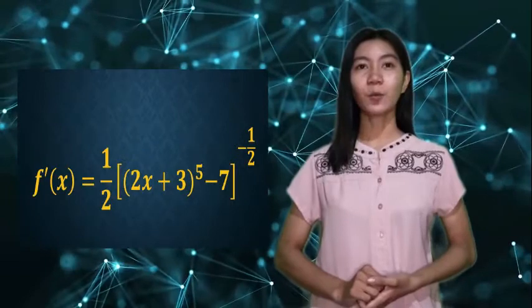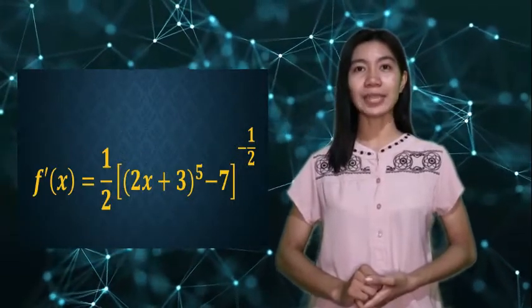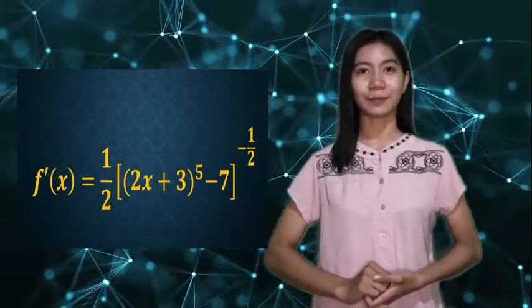So, when taking the derivative, we always take the exponent and multiply it in the front, and our new exponent is always subtracted by 1. We will have f prime of x equals 1/2 multiplied by (2x plus 3 raised to 5, minus 7) raised to negative 1/2. So now, at this point, we're ready to use the chain rule. So, what is the chain rule? The chain rule says we need to multiply everything by the derivative of the inside of the parentheses.